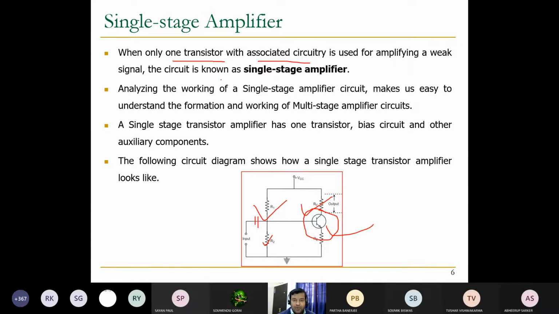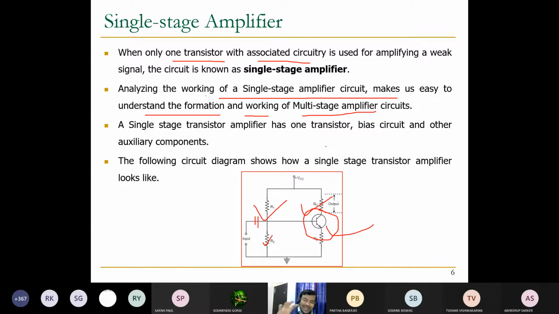Now, analyzing the working of a single stage amplifier circuit makes it easy to understand the formation and working of multi-stage amplifier circuits. So first you have to understand the single stage amplifier. There are various applications of amplifiers. 5G is going on, next 6G is coming. Maybe you don't know, in 5 years down the line 7G may come, in the communication sector.